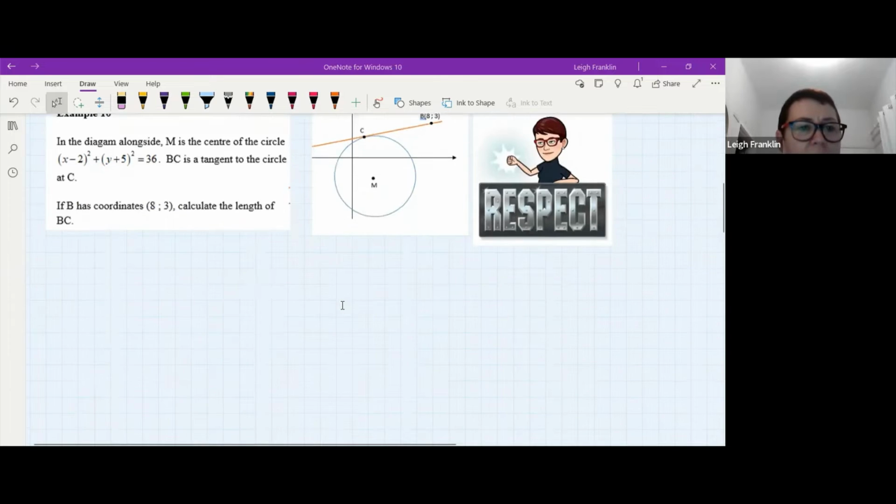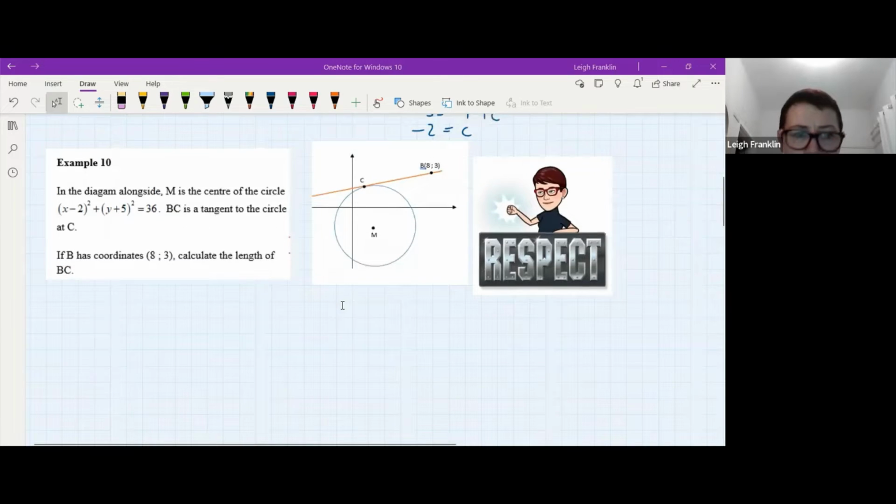All right, so here is another example for you. In the diagram alongside, M is the center of the circle, and the circle's equation is x minus 2 squared plus y plus 5 squared equals 36. BC is a tangent at C. If B has the coordinates 8 and 3, calculate the length of BC.